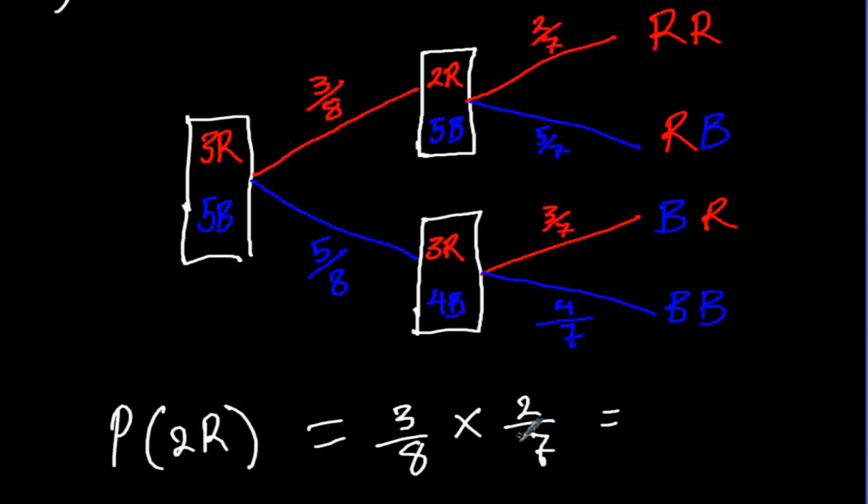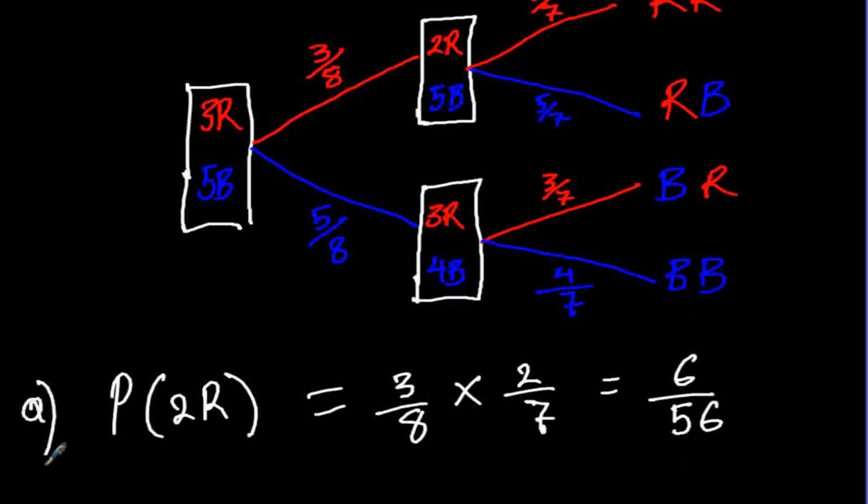This will give us 3 times 2, it is a 6 out of 8 times 7, 56. So that is the answer. For probabilities, even if you don't reduce, you can reduce if you want. So that is our part A. For simplicity, let's reduce this to 3 out of 28. So that will be our final answer.